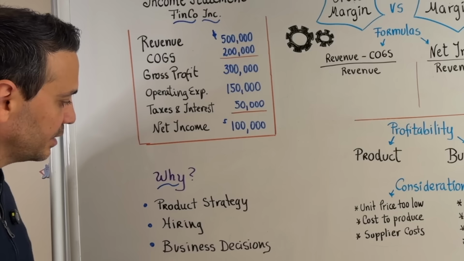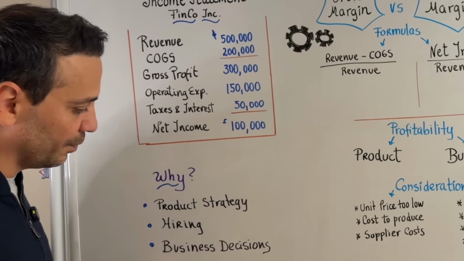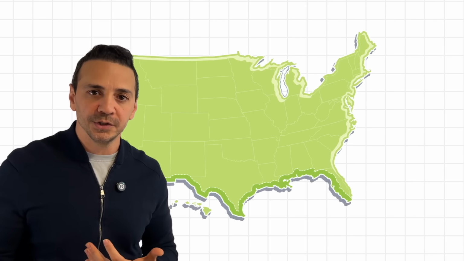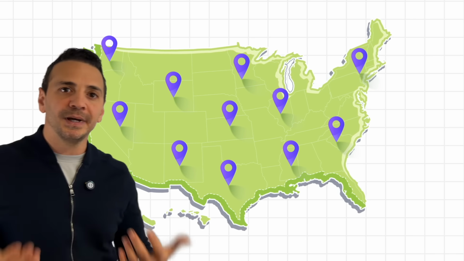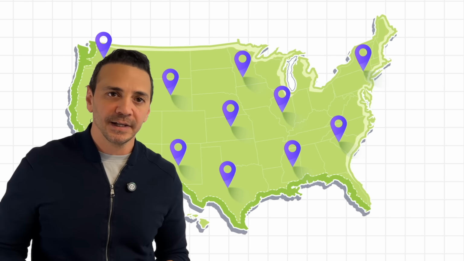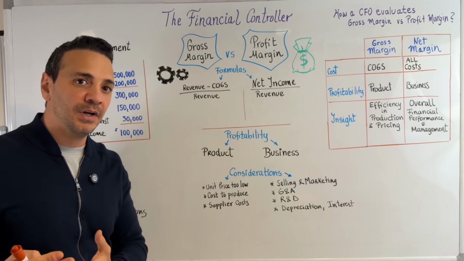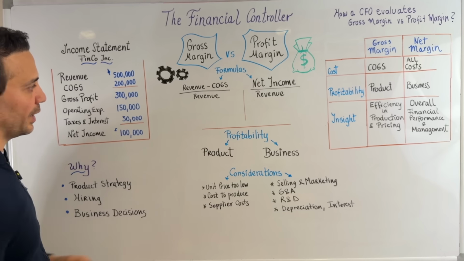It also influences our business decisions overall. So these are things like which location do we set up the manufacturing and selling at, what kind of marketing spend are we going to have, and things like that. This is all derived from the profitability metrics that we have here.